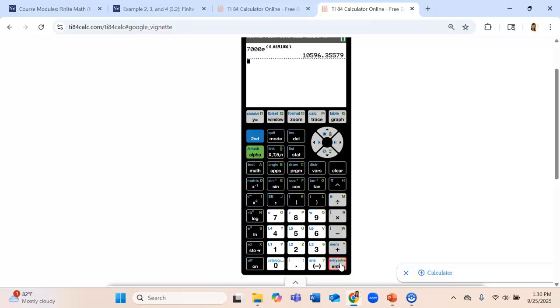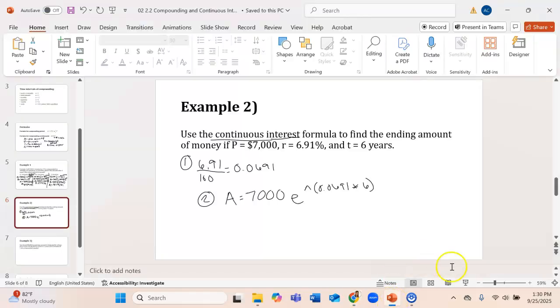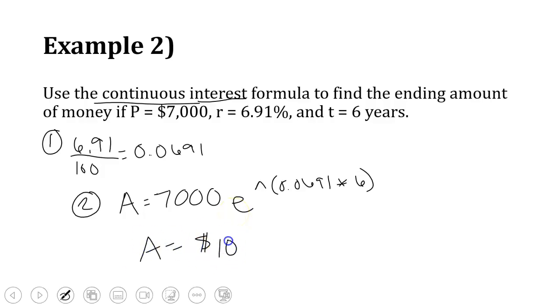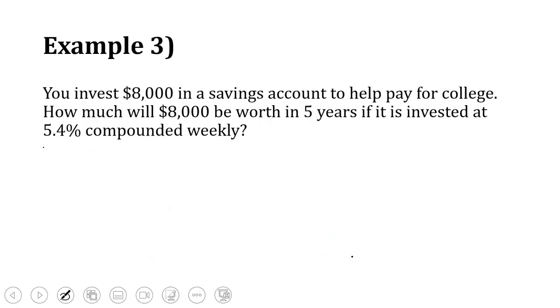So now we have 10,596, and then we'll say 36 cents. So then our A equals $10,596.36. All right, you invest $8,000 in a savings account to help pay for college.